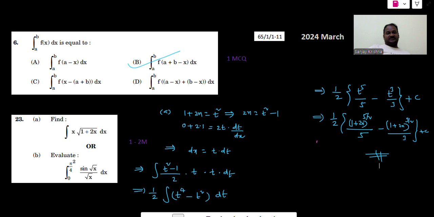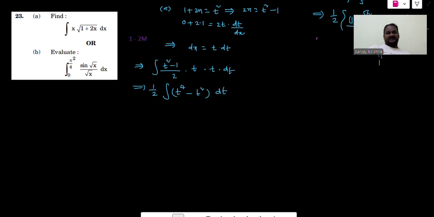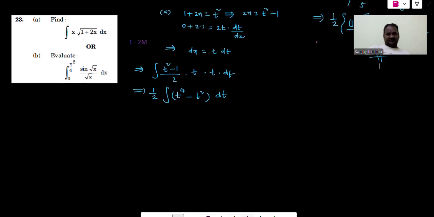So integral of sine root x divided by root x is nothing but, when you answer this particular problem, see, 1 by root x is there now. What is 1 by root x? It is part of the derivative of root x. Like root x derivative is 1 by 2 root x. So 1 by root x is a part of derivative of root x.